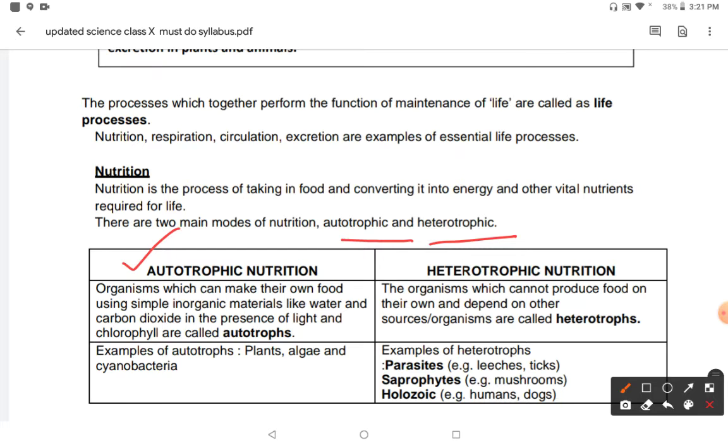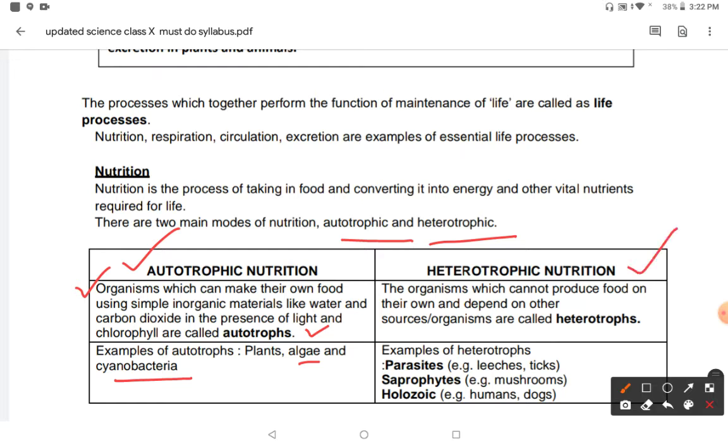It's a very important topic. Organisms which can make their own food using simple inorganic materials like water and carbon dioxide in the presence of sunlight and chlorophyll are called autotrophs. You are very aware of plants, because plants carry out the process of photosynthesis and prepare their own food. Other examples are algae and cyanobacteria, which are in the category of autotrophs.